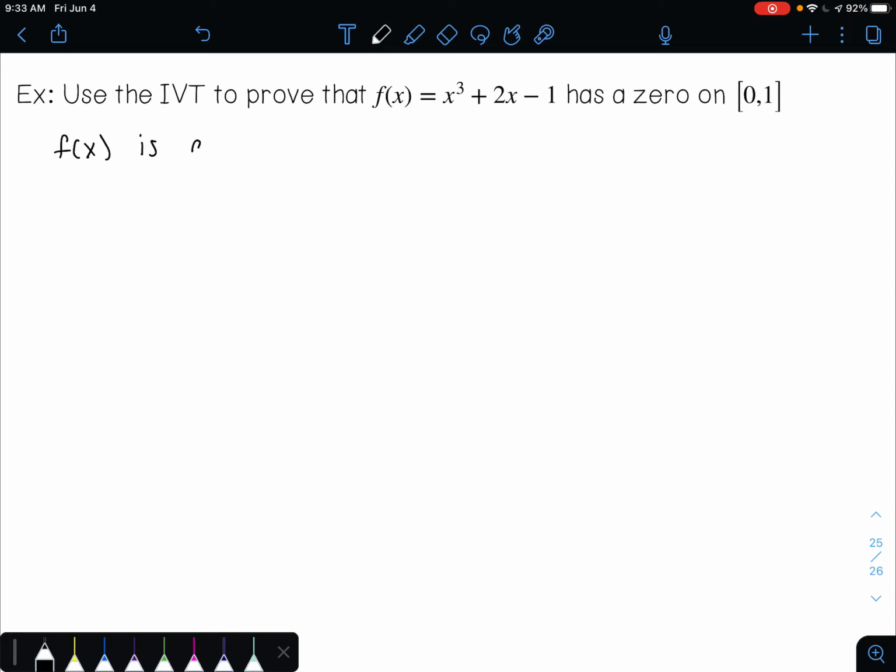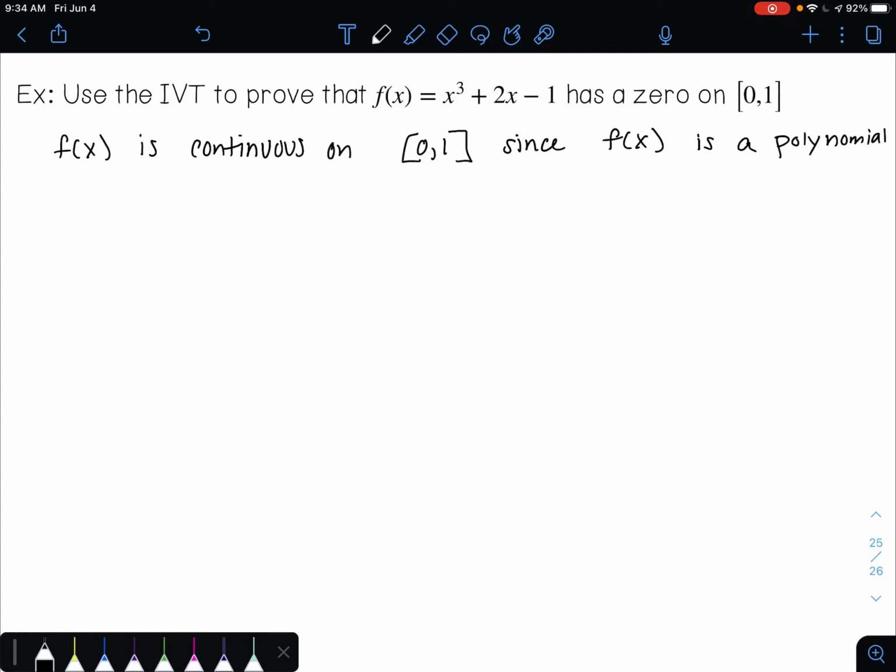Because f of x is a polynomial, we know f of x is continuous. So the first thing we're going to say is f of x is continuous on the interval from 0 to 1, since f of x is a polynomial, and polynomials are continuous everywhere. Whenever you're asked to use a theorem, or even if the question doesn't explicitly say use this theorem but you know you're going to end up using a theorem to justify your answer, you want to make sure you state that the conditions of the theorem are met.